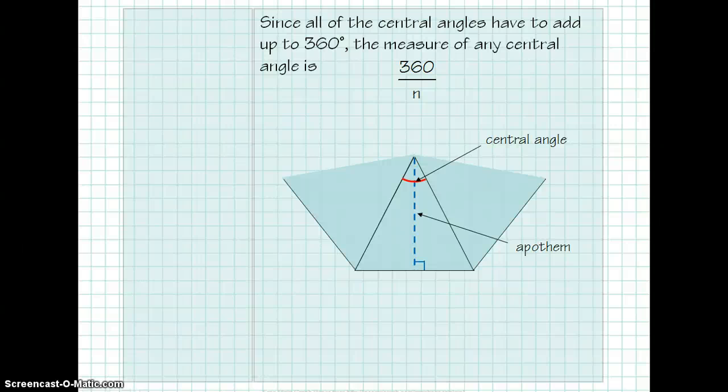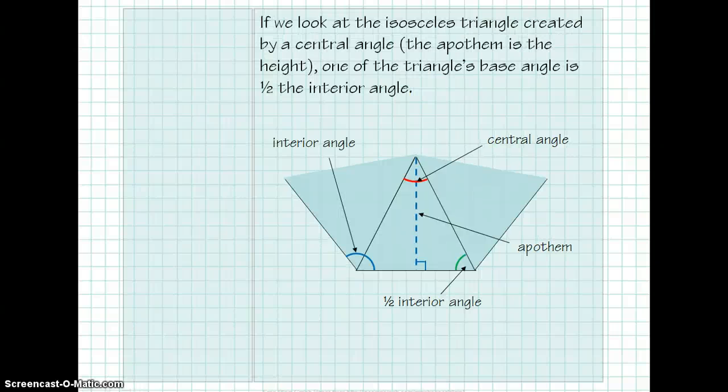And so 1/2 the apothem times the perimeter is my formula. Since all the central angles have to add up to 360, the measure of any central angle is 360 divided by n, or the number of sides. Okay. And so we kind of get a nice little isosceles triangle here. The central angle is going to be my vertex angle, the apothem is the height, and then the base angles are going to be 1/2 of the interior angle.